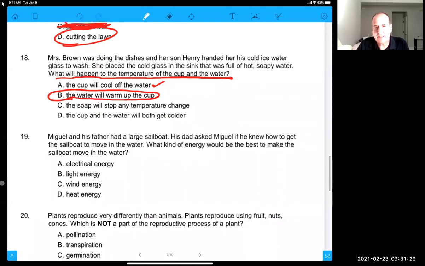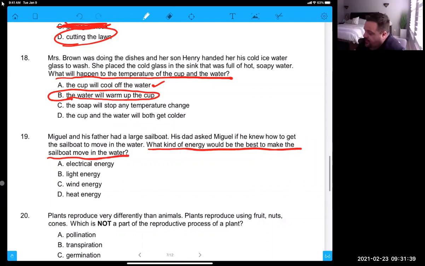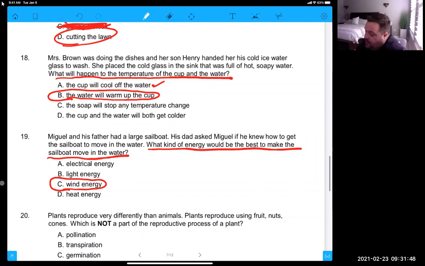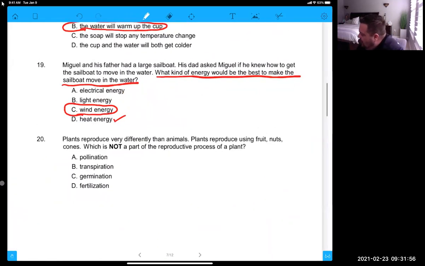Ooh, Mr. Compton, this one is the law. When you think about a sailboat, how do you get a sailboat to move? That's a gimme. You should know when you're out on the water and you put that sail up there so the wind hits it, right? Yeah, that's a gimme. Now, it could be heat energy if this said it was a boat that had an engine on it, then it could be heat or even electrical. All right, number 20.